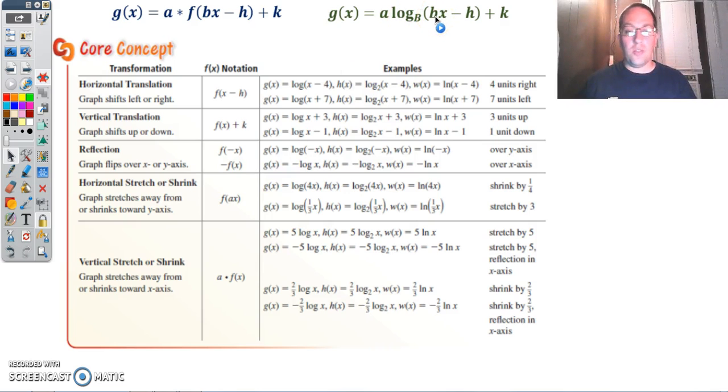b is still a horizontal stretch or shrink. And again, it shrinks if it's greater than 1 and stretches if it's less than 1, right? Because it's backwards. And a out in the front, this is a vertical stretch or shrink. Stretch if it's greater than 1, shrink if it's less than 1, and a reflection over the x-axis if it is negative, which we saw right there. All right, so that's all the same stuff we've had before.